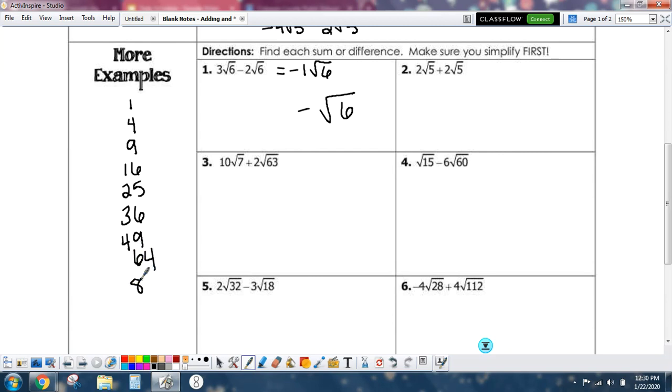Okay, so if you're ready, we're going to go ahead and try number 2. So we have the square root of 5 and the square root of 5, so I don't have to touch those. I'm just doing 2 plus 2. And 2 plus 2 is 4. And then bring down the square root of 5.